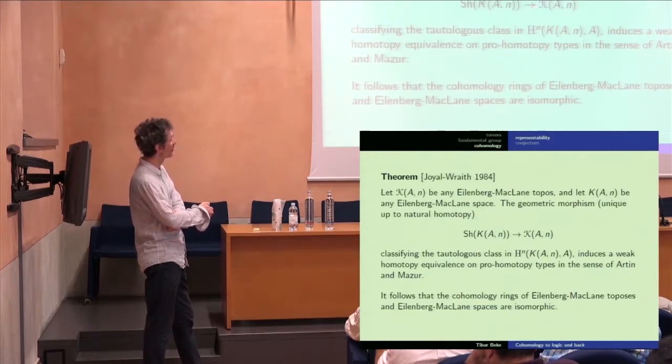There is a morphism this way. There has to be, because this is a more universal object than this. This is a universal object in a smaller category. This is a universal object in a bigger category. So there has to be such a comparison morphism.